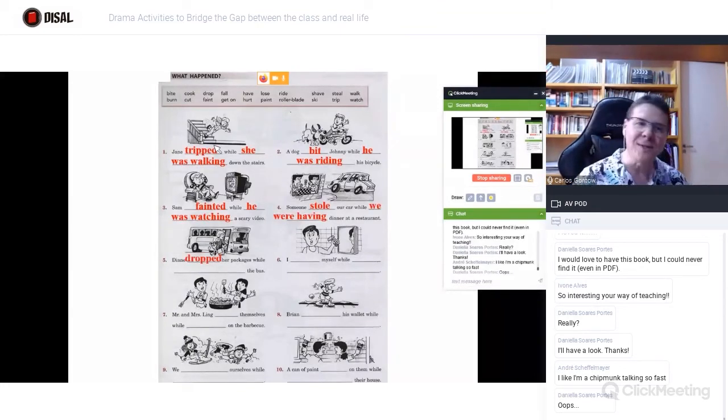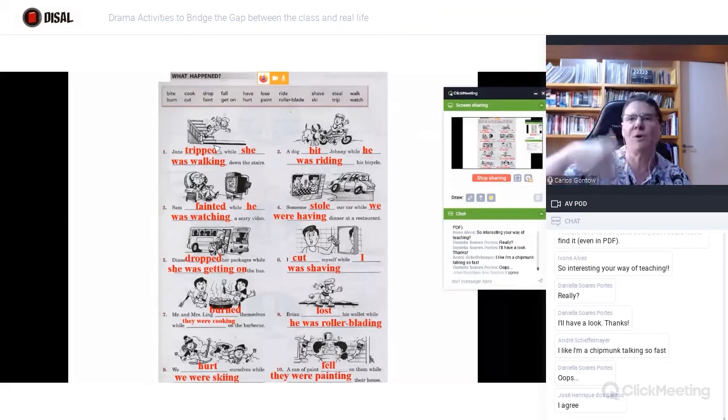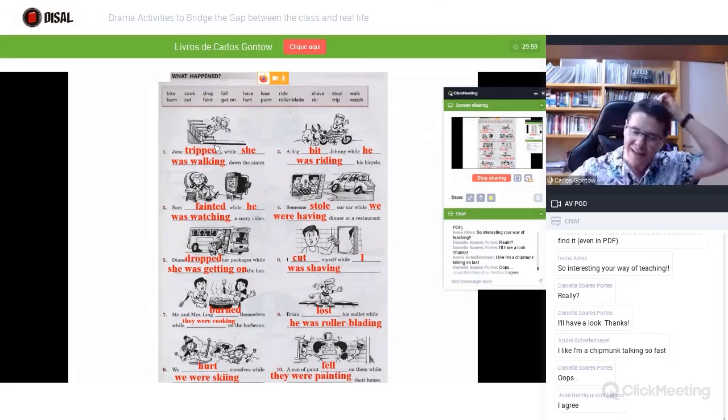Supposedly, students have already done it, and then you're gonna call students to read, and you're gonna say, okay, Andre, number 1. Andre will say, Jane tripped while she, well, you know, I always say the same thing, very mechanical. How can we make this more like real life? Because the students will say this and they will say the verbs correctly when they are reading.